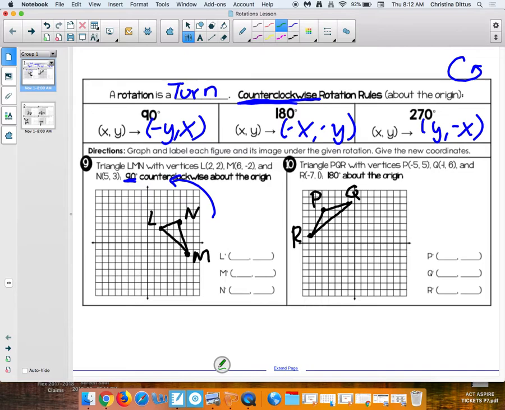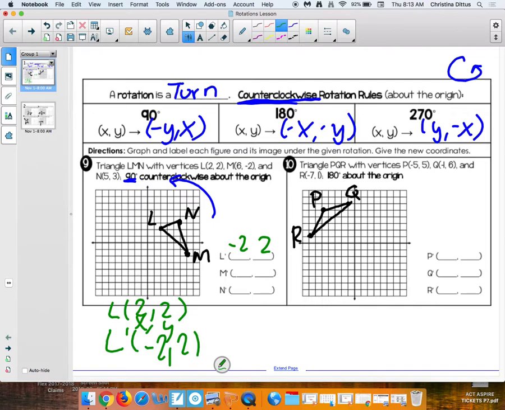So let's look at this point. Let's start with L. It says L is 2, 2. My rule is negative Y, X, okay? So 2 is my X, 2 is also my Y. So when I flip them and make my Y negative, negative 2, 2.